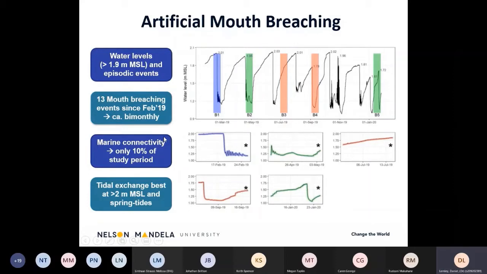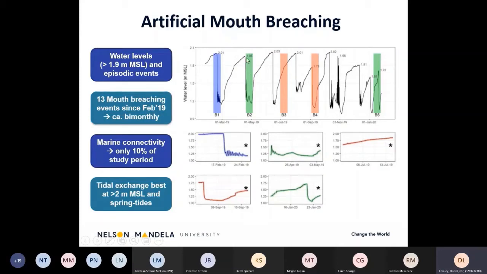And marine connectivity meaning tidal exchange, where you can see the water goes up and down, and that shows you when the tide's coming in and out. The other thing that you'll note here is this blue one over here was followed by a relatively long period of about a week or two of tidal action.